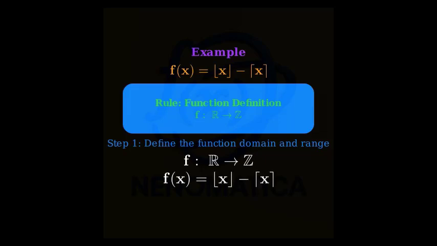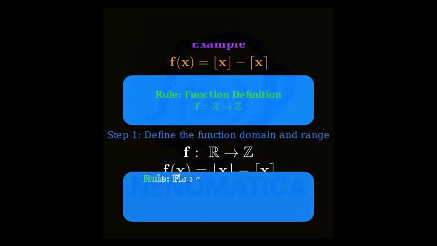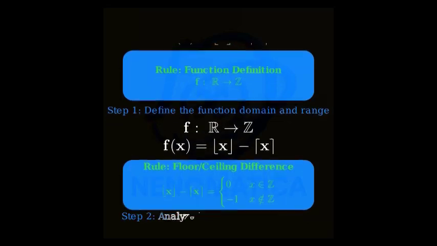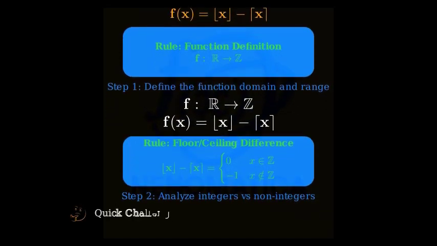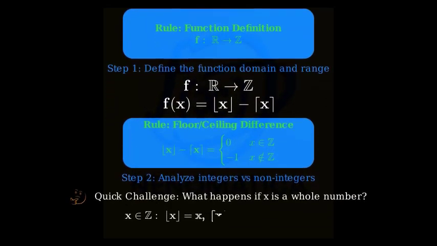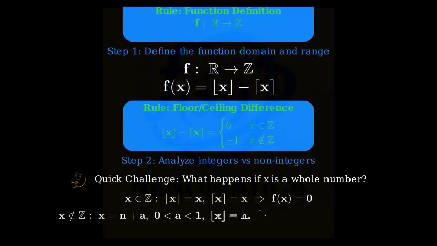Step 2. Consider two cases, when x is an integer and when x is not an integer. For integer x, the floor and the ceiling both equal x, so f of x equals 0. For non-integer x, write x equals n plus a with n an integer and a between 0 and 1. Then floor of x equals n, while ceiling of x equals n plus 1, so f of x equals -1.